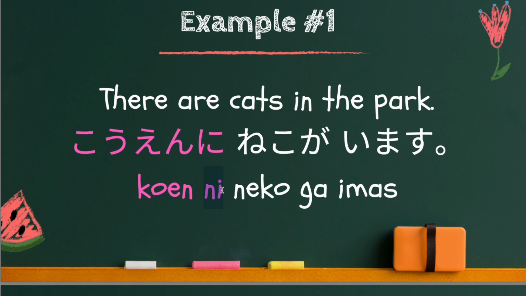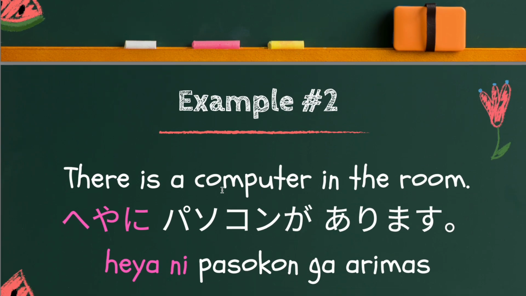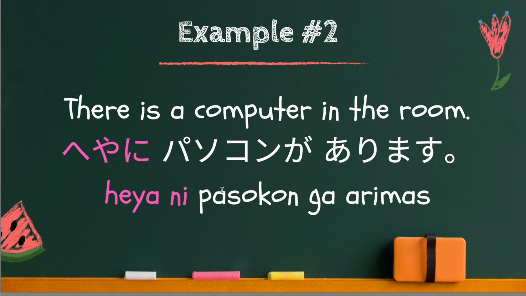Another example. There is a computer in the room. 部屋にパソコンがあります。Once again, room is where the thing exists. It's not a place of action. It's where they are, where this exists. Therefore, you need to use に particle.